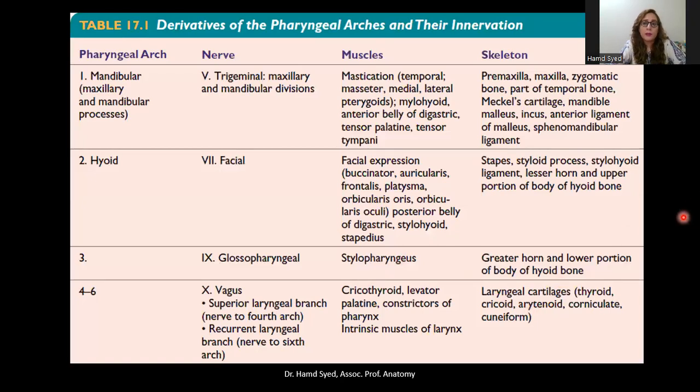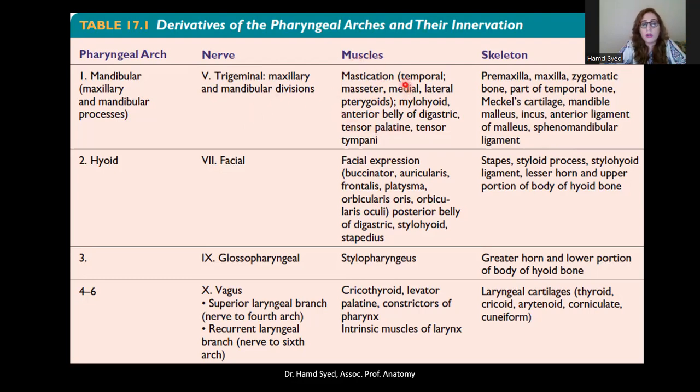This table is from Langman's Medical Embryology. It is a very good summary of the derivatives of the pharyngeal arches. So if we just quickly go through this table, we are going to see that the mandibular arch with its two processes, maxillary and mandibular processes, its skeletal components are mentioned over here, which I already showed you in the diagrams: the premaxilla, maxilla, part of the temporal bone, Meckel's cartilage, malleus, incus, and also sphenomandibular ligament and these other ligaments. Whereas the nerve supply for this arch is the trigeminal nerve, its branches which are maxillary and mandibular divisions.